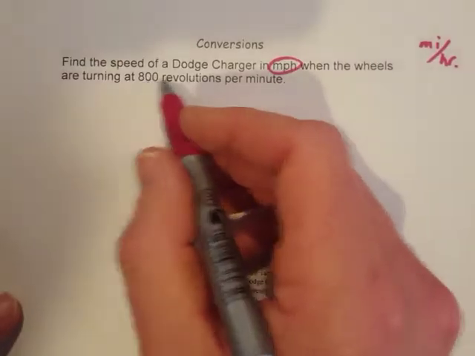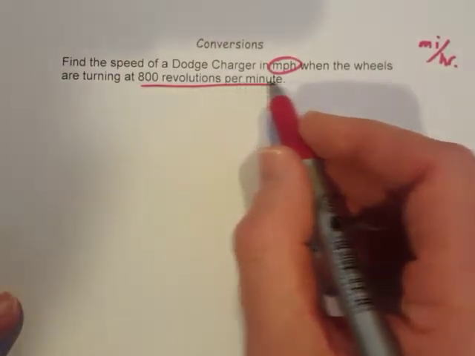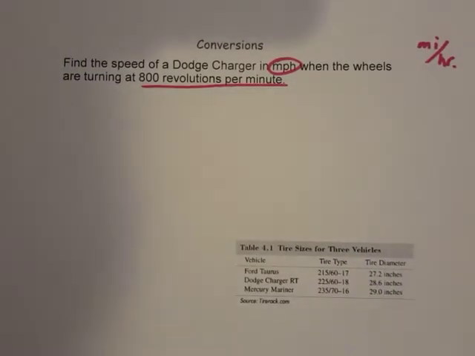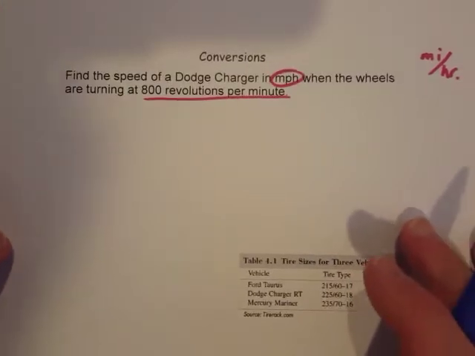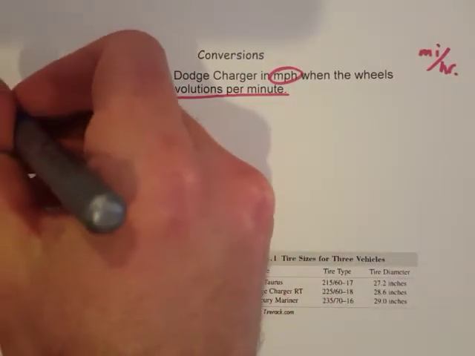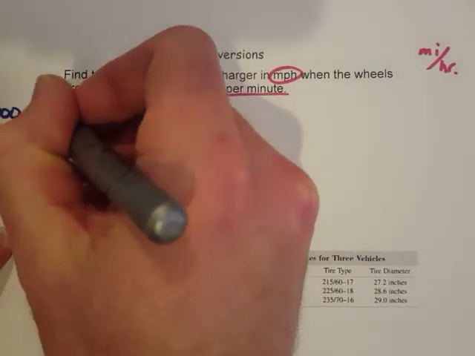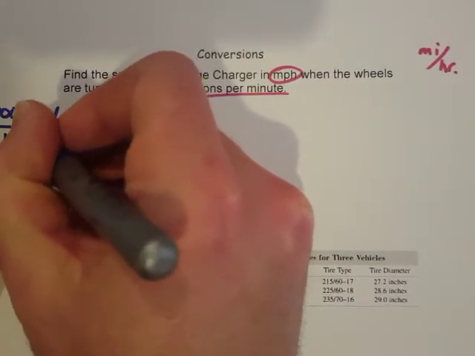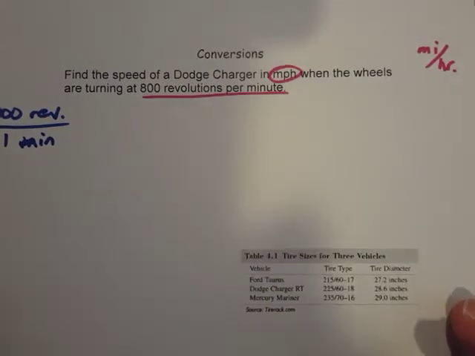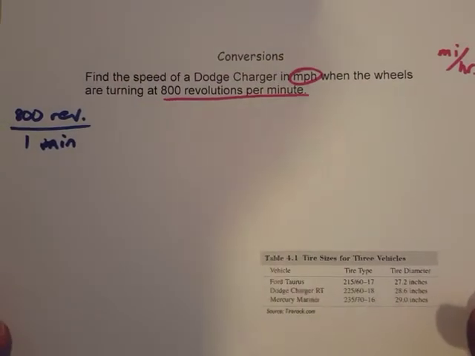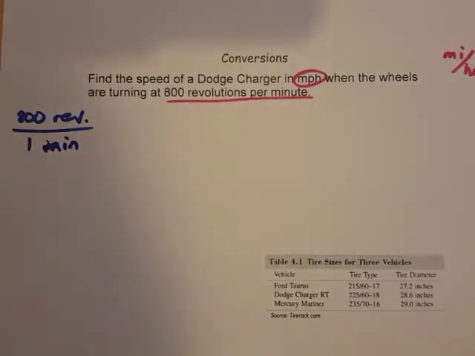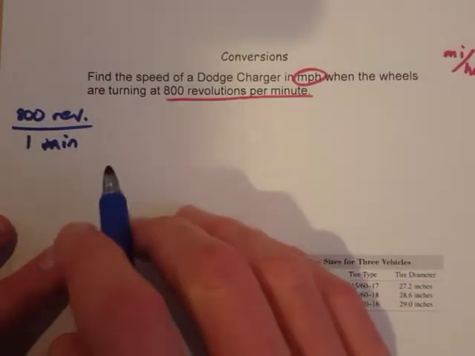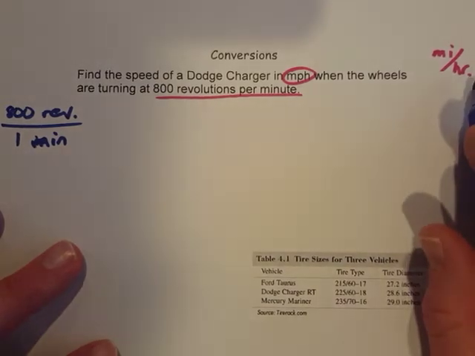I start with this 800 revolutions per minute. So I have to represent that with a fraction at the very beginning. So I'm going to go way over here to the side, 800 revolutions per 1 minute. Okay, 800 revolutions per minute. Hopefully you can see that. All right, so if we got 800 revolutions per minute, then we have to, along the way, try to convert it to miles per hour.